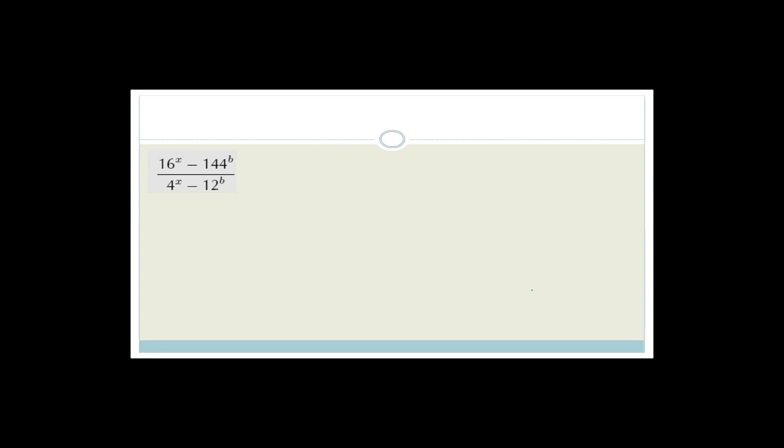Okay, another one. So again, you've got to think about factorization, because if you look at this, there's nothing obvious that can be cancelled. There's 4x minus 12b, and there's 16x minus 144b. And you're thinking, well, there's nothing much I can do here. I could maybe take out a 2 at the top and a 2 at the bottom, but that's really not going to help me. But if I realize that 16 can be written as 4 squared, and 144 can be written as 12 squared.